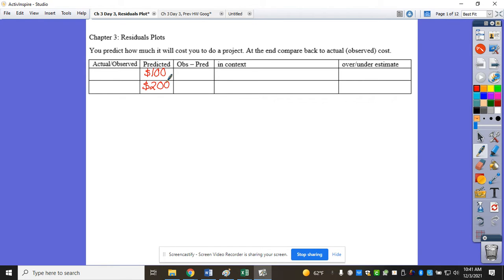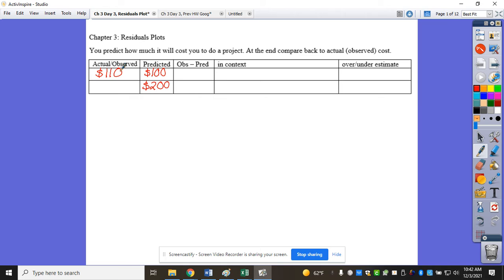So there's no reason for those. I'm just picking numbers for different projects. I've done my research. I think that's about what it's going to cost. I go and actually do my entire first project. I make something. And let's say it ended up costing me $110 for that entire project.